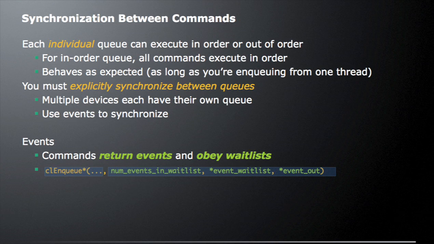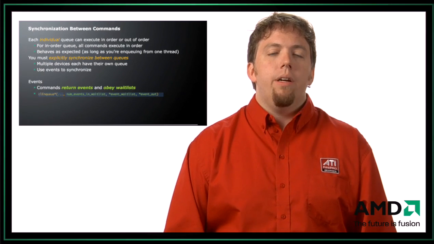So let's say we want to synchronize between commands. Each individual queue can execute in order or out of order. For an in-order queue, all commands execute in order as you would expect, and this behaves just as you would expect, as long as you're enqueuing from one thread. Things can be more complicated if you're enqueuing from multiple threads on the host side. You must explicitly synchronize between queues.